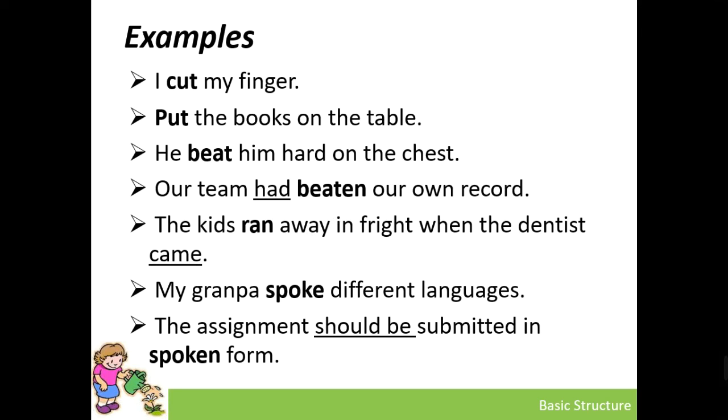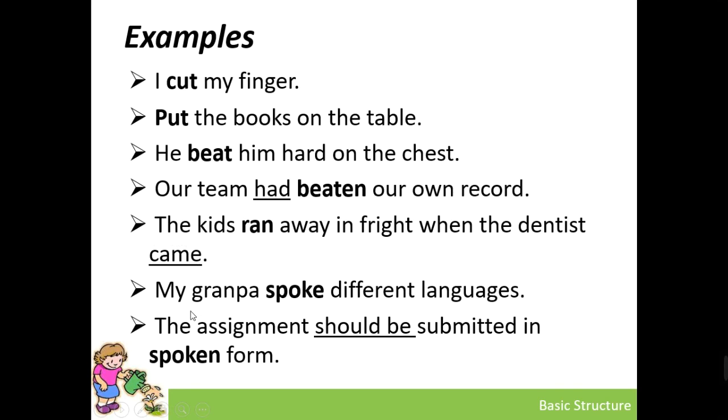The next sentence is "The kids ran away in fright when the dentist came." From the table, we know that the verb ran is verb 2. And besides that, we can know that this sentence is written in past tense because the next verb used here is in the past tense as well, came. Then we have complete information that this sentence is past tense.